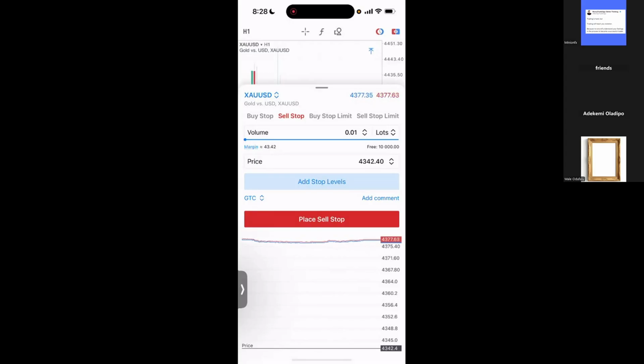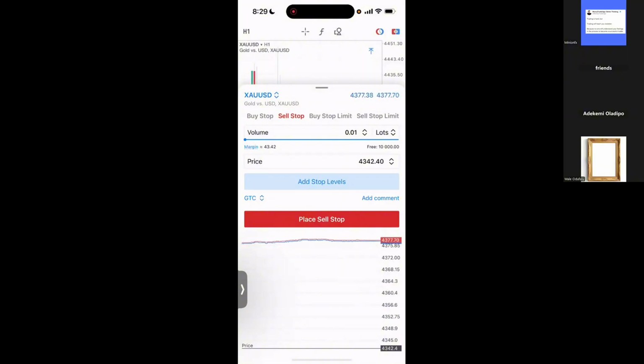Lot size works with something we call the pip. Remember, I said a pip is the measurement you use to calculate price movement. You can also call it points. Pips or points, they are the same thing. So if you want to calculate price movement from one figure to another, you calculate in pips. And that's what the long and short position tool is used for. The short and long position tool I showed you on TradingView is used to calculate pips.